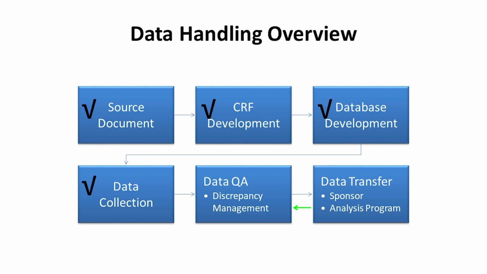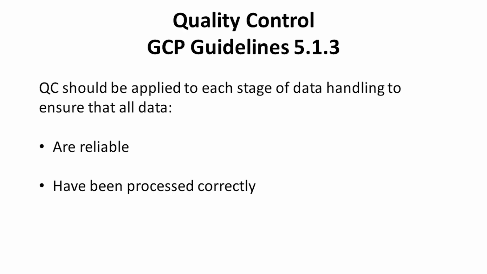Now let's take a look at data quality assurance and data transfers. While there are many activities to ensure quality of data, such as monitoring and auditing, for this course we will focus on discrepancy management. It is expected that data collected for a clinical trial is reliable, meaning it has few errors, to support data analysis. One way to ensure this is to measure the data quality and implement quality controls. For GCP guidelines, QC should be proactive and ongoing, applied at each stage of data handling, and ensure that all data are reliable and have been processed correctly. QC activities are performed by all members of the research team and the sponsor if applicable.